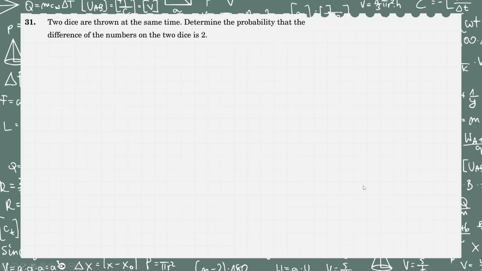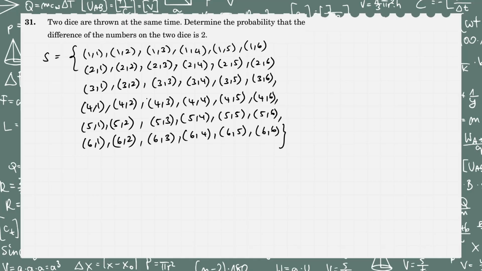Let's move on to the next sum. Two dice are thrown at the same time. Determine the probability that the difference of the number on the two dice is 2. So whenever we are solving probability related sums, it is important to write the sample space first, right? So two dice are thrown. So the sample space will be, so this is the sample space, right? Total outcomes is 36, right? Total outcomes equal to 36.